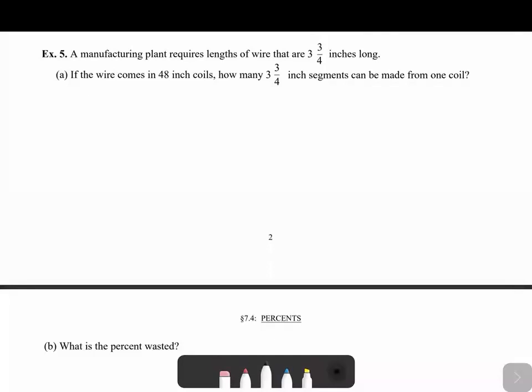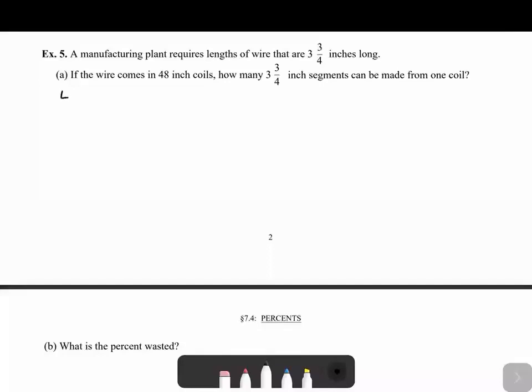So let's go ahead. A manufacturing plant requires lengths of wire that are 3 3/4 inches long. And the wire is sold in coils of 48 inches. So whenever we get this 48-inch long coil, we need to make segments that are 3 3/4 inches long, and we want to know how many of those we can make from one coil. So we're taking a 48-inch coil and dividing it into 3 3/4 inch segments. So this tells us that we have a division problem.